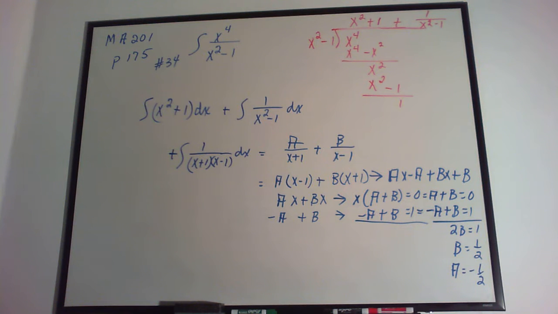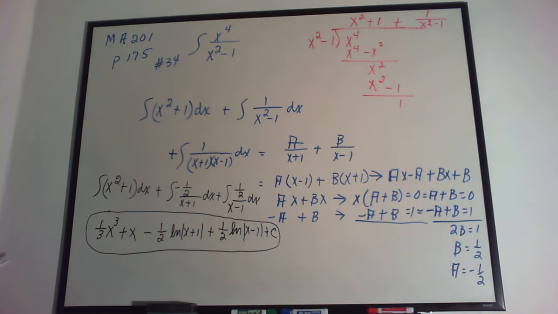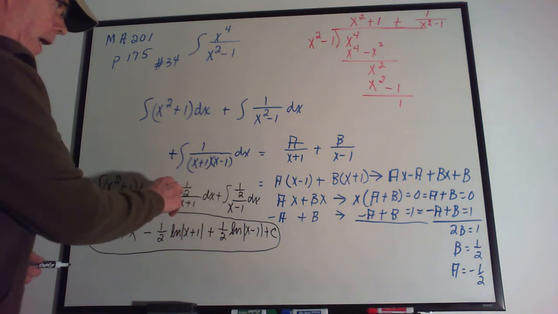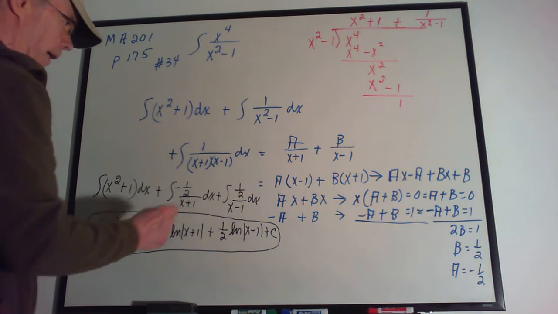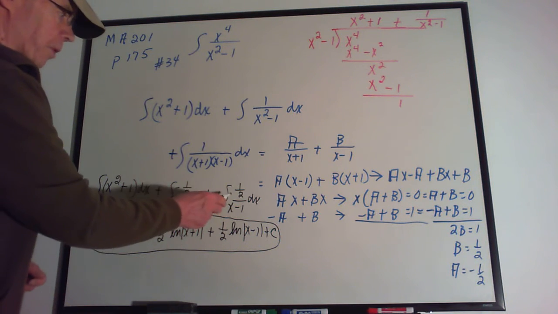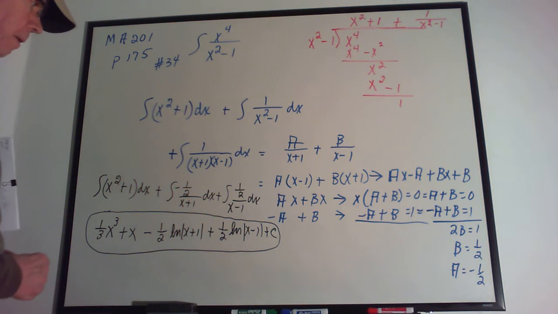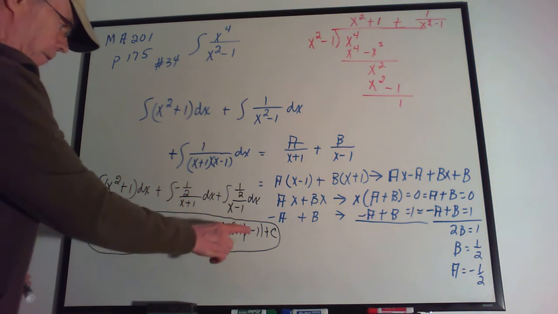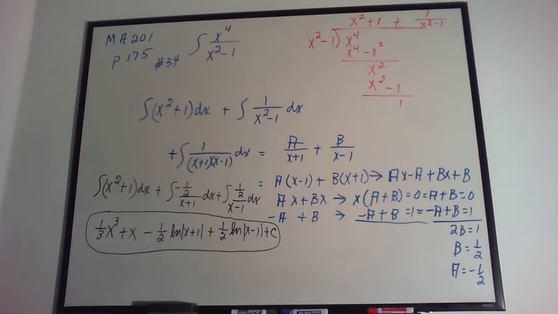So go ahead and finish it. Pause the video. All right, and this is your final answer. I put the negative 1/2 above the x plus 1, put the 1/2 in place of the b, and then I integrate it, and here is your answer. Now if you didn't get it correct, do it over.